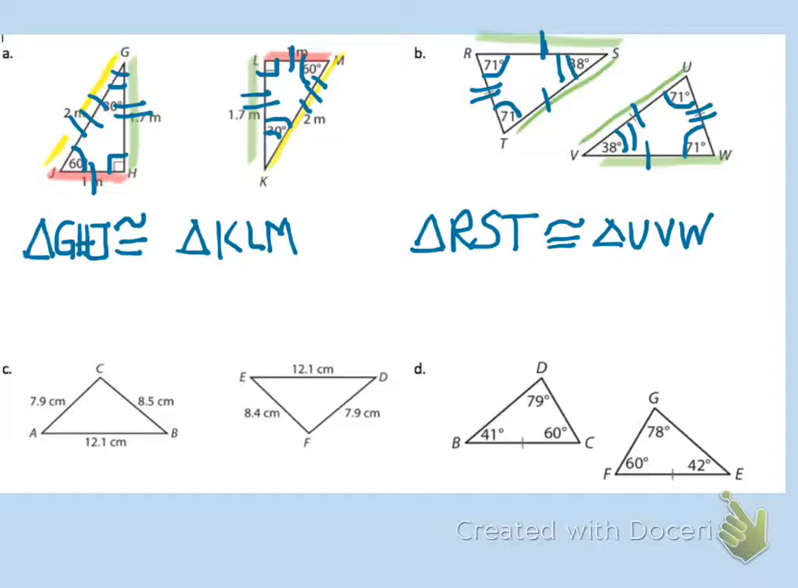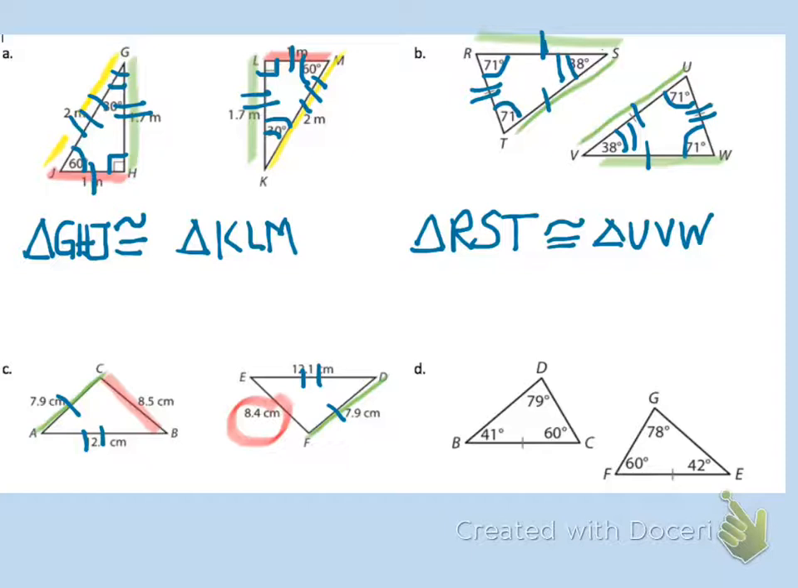Okay, so let's look at this next one. So I see a side that's 7.9. And then over here one that's 7.9. So technically I could mark them like this, matching sides. Okay, then over here I have a side that's 8.5, but then over here, look, that's not 8.5. So right away I can tell I'm not going to be able to match these up, because even though I have two pairs of sides that are equal, I could have even said these 12.1 centimeter sides are equal, but the third pair of sides are not the same.